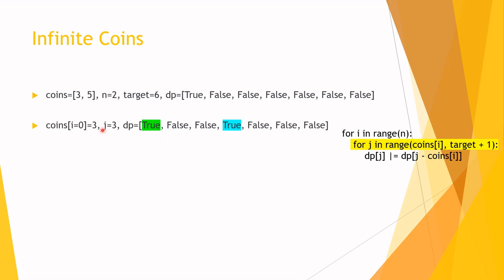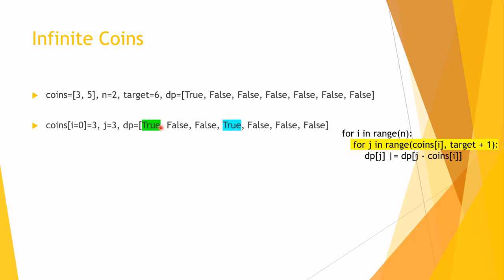Now for coins 3 and 5, in the outer loop i equals 0, that is coins of 0, which is 3, and j will start from 3 and go to 6. And this will be the state of dp after the first inner loop completes.